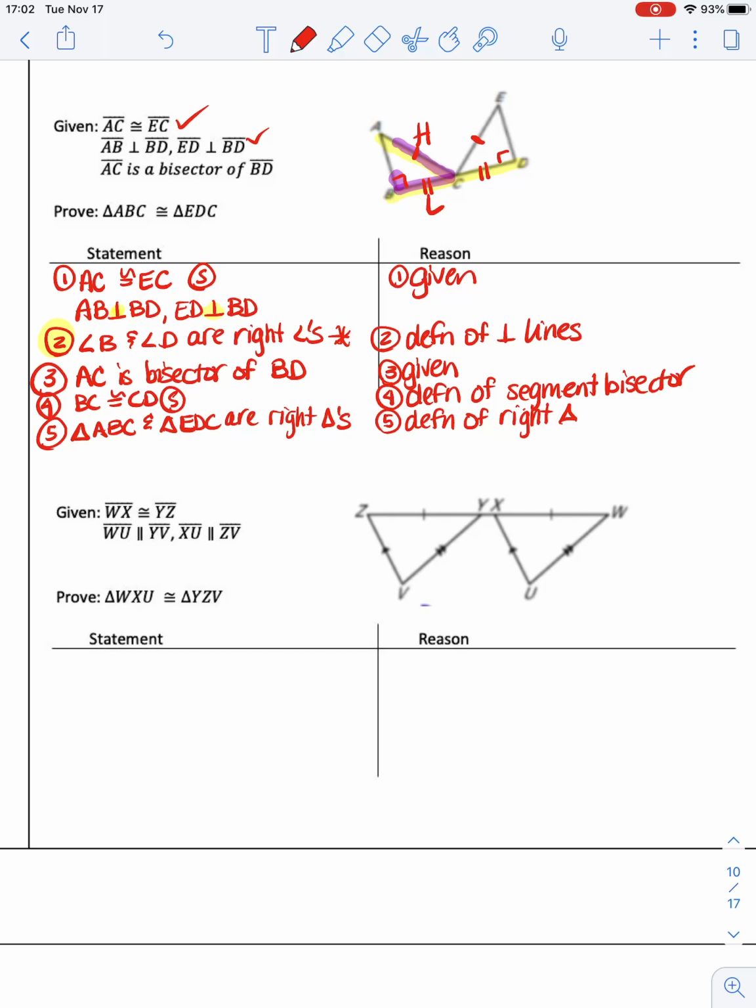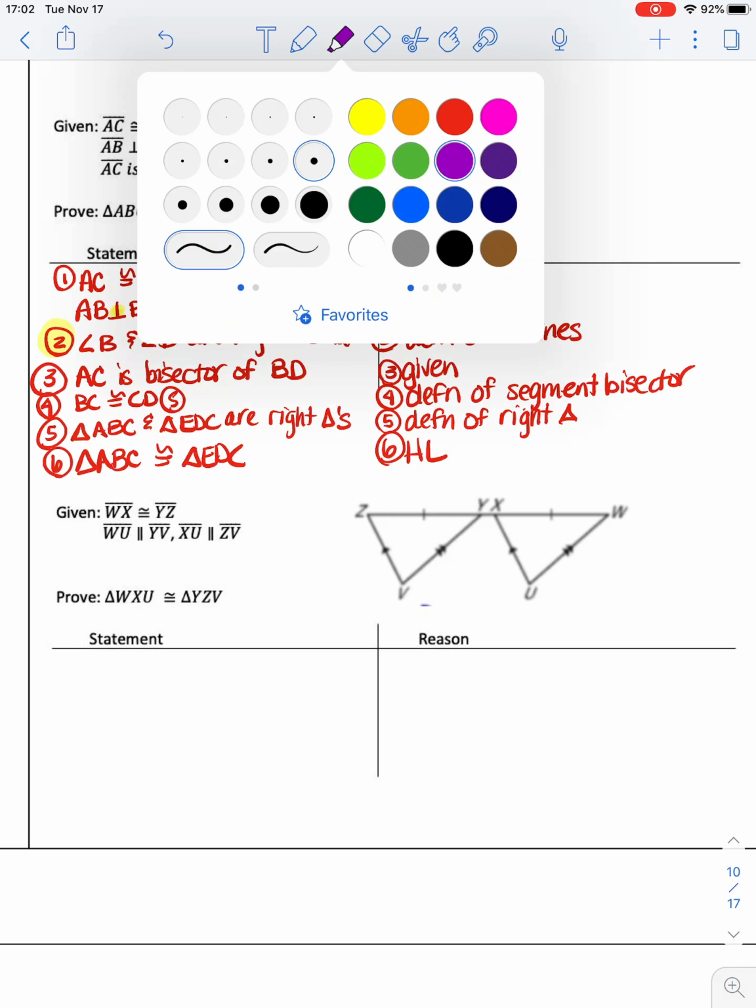Now that they're right triangles, I know that this is a hypotenuse and this is a leg. Can't say that until it's a right triangle. So now, because I have that, I don't need another angle. I have that right angle. I can say that triangle ABC is congruent to triangle EDC because of HL.